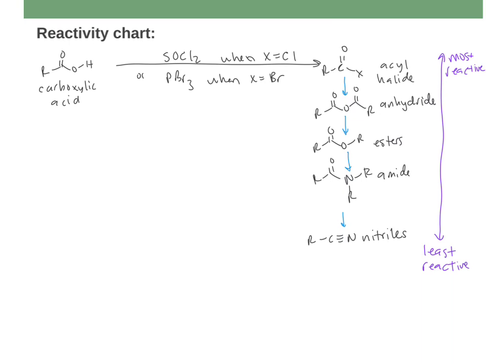You also want to be aware of the fact, and I might as well mention this now because we're here, that I can take any of these carboxylic acid derivatives, the acyl halide, the anhydride, the ester, the amide, the nitriles, and I can hydrolyze them to get the carboxylic acid back. So I can go right back to this carboxylic acid by doing a hydrolysis reaction. I can hydrolyze any of these. And we have two ways, right? Two methods.